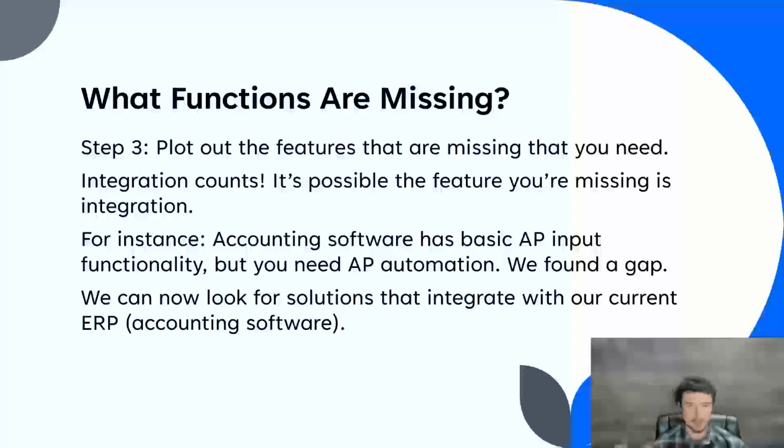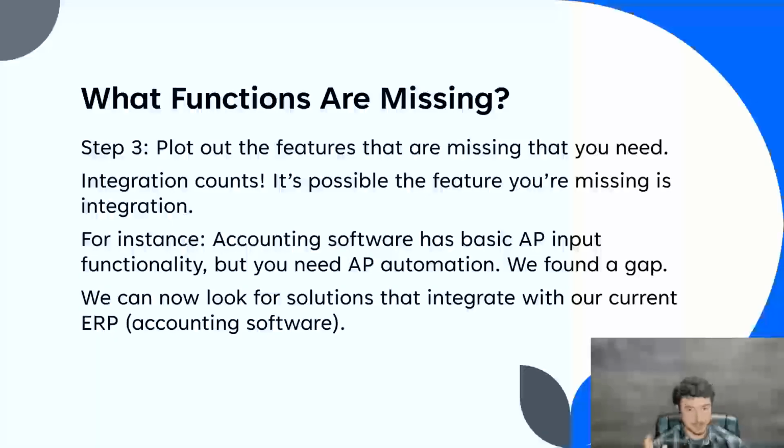So we've already plotted out all of the features. Again, if we're doing it in a very targeted way, we don't need it, and we can skip this step. If we're just reaching out and saying, hey, we know we only need this materials request feature, we can skip this step. But otherwise, if we're trying to build bigger mapping and see everything all at once, then step 3 is to plot out the features that are missing that you need.